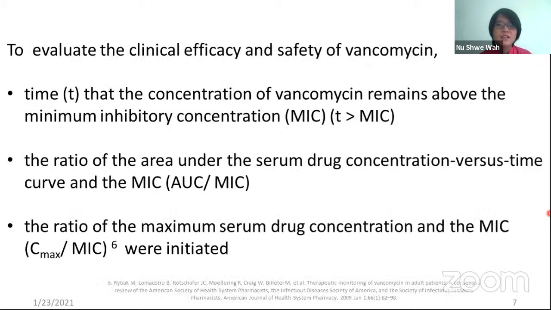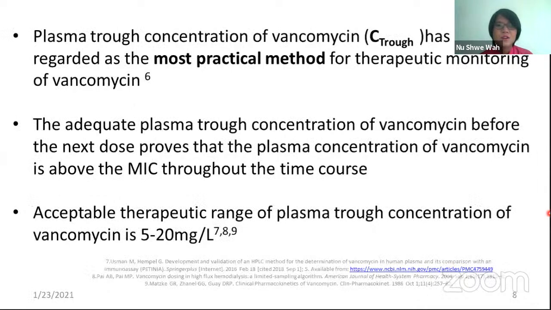The clinical efficacy and safety of vancomycin have been evaluated by pharmacokinetic and pharmacodynamic indices such as time above MIC, AUC by MIC, and Cmax by MIC. The plasma trough concentration of vancomycin has been regarded as the most practical method for therapeutic monitoring of vancomycin, especially in hemodialysis patients, since only blood sampling time before the next dose is required, and the adequate plasma trough concentration of vancomycin before the next dose proves that the plasma concentration of vancomycin is above MIC throughout the time course between the doses. Acceptable therapeutic range of plasma trough concentration of vancomycin is 5 to 20 milligram per liter.